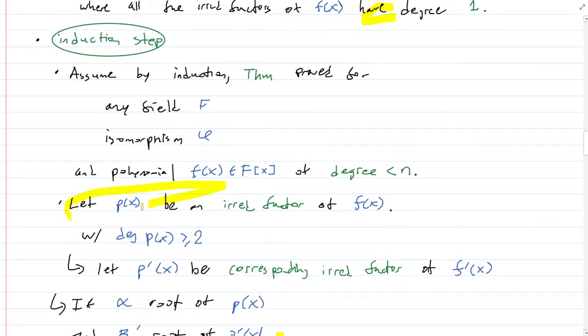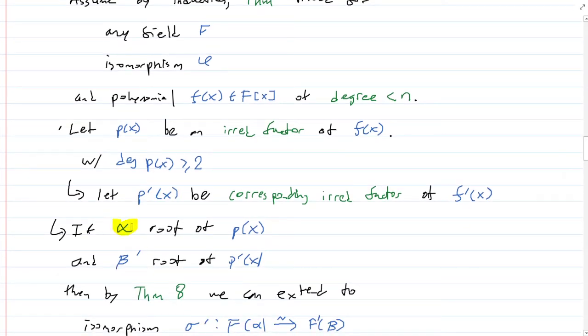So let p(x) be an irreducible factor of f(x) with degree greater than or equal to 2. So this is an irreducible factor. And let p prime(x) be the corresponding irreducible factor of f prime(x). So via the isomorphism, you get that corresponding irreducible factor. Okay, let alpha be a root of p(x), and let beta prime be a root of, should it be beta prime or just beta?